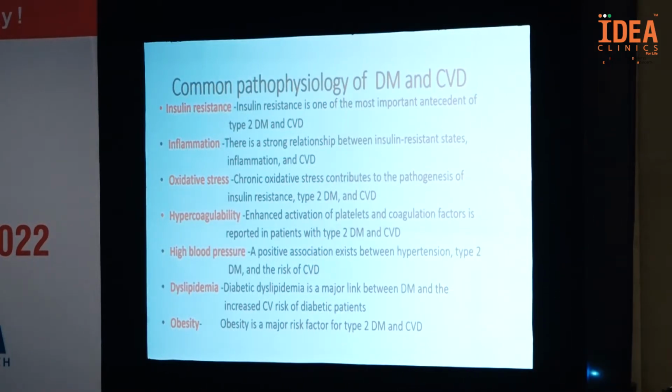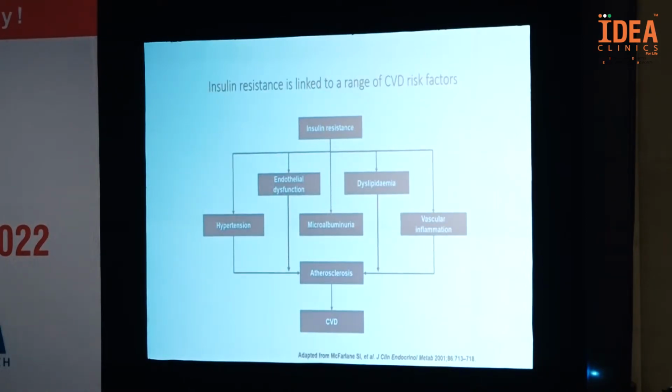The dyslipidemia is typical in the diabetic population, that is the excessive small dense LDL. Even though LDL is less by lab values, the small dense LDL particles are high and they have typical hypertriglyceridemia with low HDL cholesterol. That is called diabetic dyslipidemia. And this small dense LDL is highly atherogenic compared to normal dense LDL.